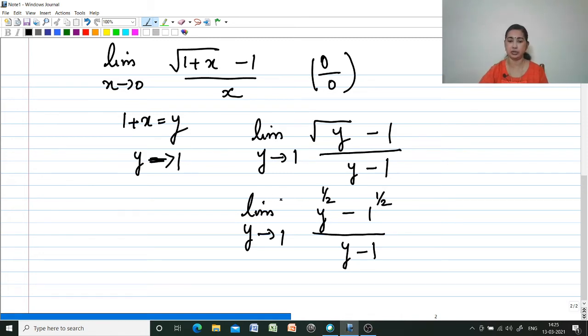Limit x tends to a, x raised to n minus a raised to n divided by x minus a, is equal to n a raised to n minus 1. n is 1 by 2, a is 1. So 1 by 2 is the answer. This we did using the substitution method. Okay.